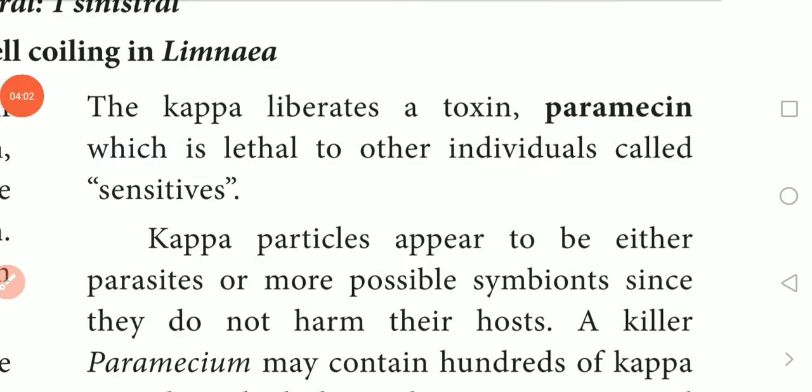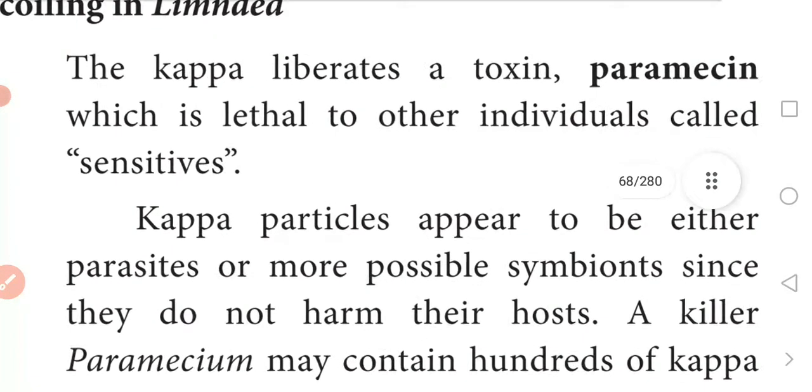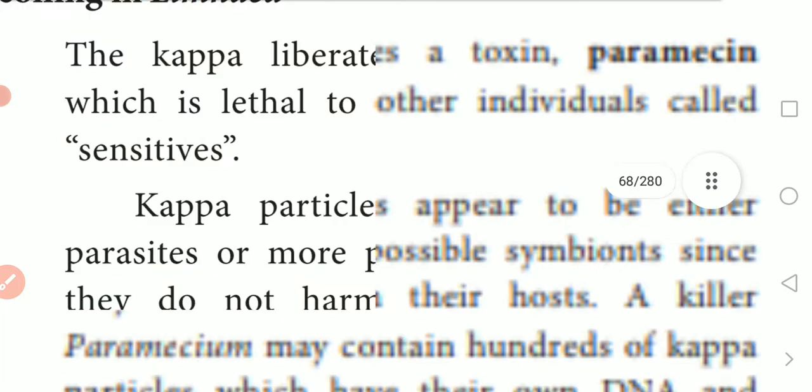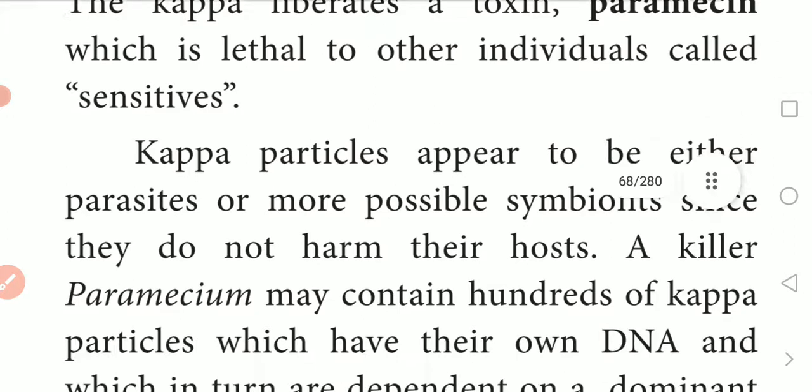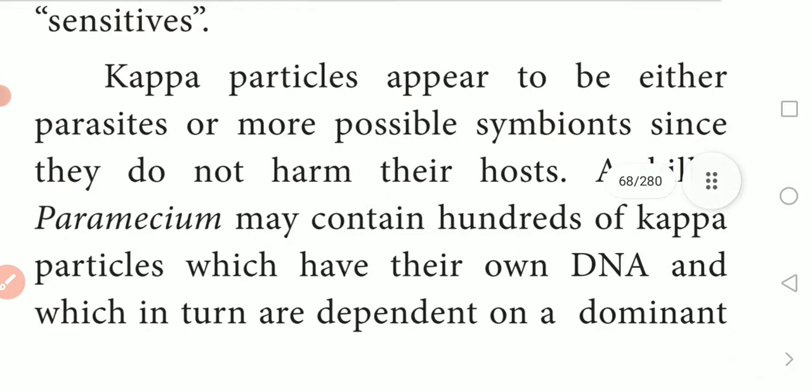The kappa particles are the cytoplasmic symbionts occurring in the strains of the ciliated Paramecium. The Paramecium which has cilia over the body surface, we call ciliated Paramecium. The strains possessing the kappa particles are known as killer Paramecium. The Paramecia which have these kappa particles are called killer paramecia. In what way do they kill? What parts are present in the kappa particles? All these things we'll see now.